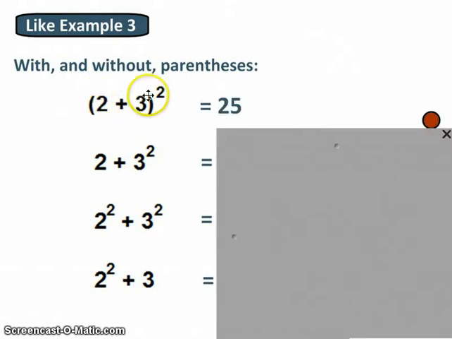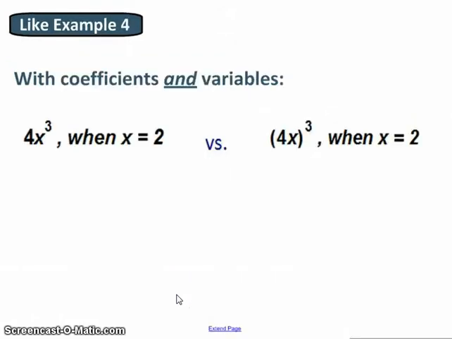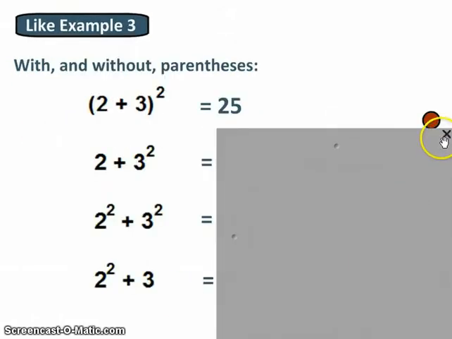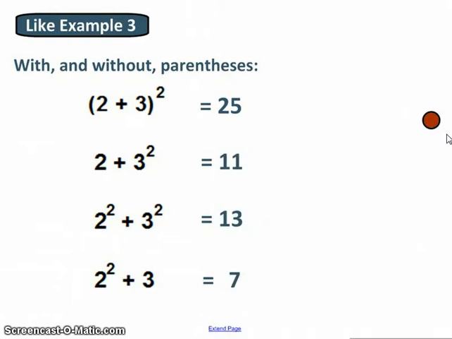Remember, PEMDAS tells me to do what's inside parens first, so that 2 plus 3 becomes 5, and now I've got 5 squared, which becomes 25. Hit the pause button and solve the other 3 yourself. Okay, I'm going to assume that you did that and you're back now. Here are the answers to the other 3. Whoops, no, here they are. And in the interest of time, I'm not going to talk through each of these 3, but come and ask me if you have any questions about why those are the correct answers.